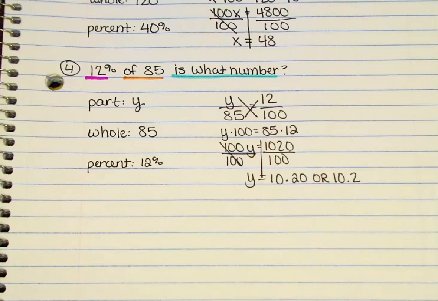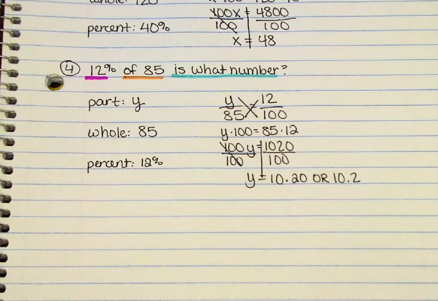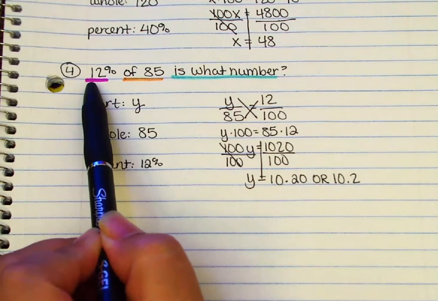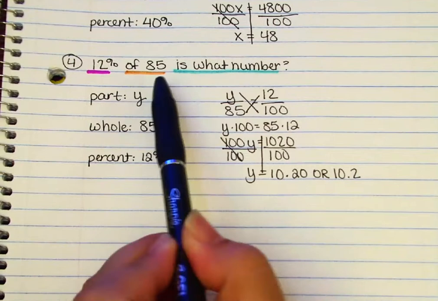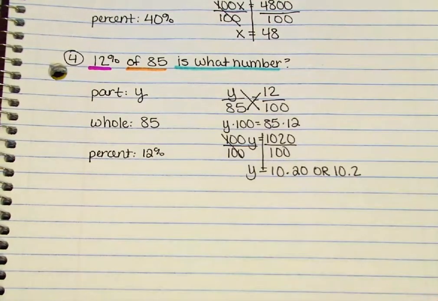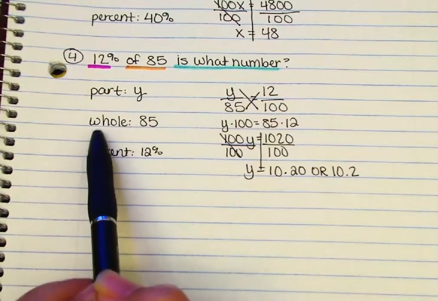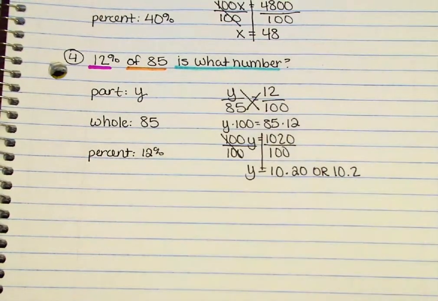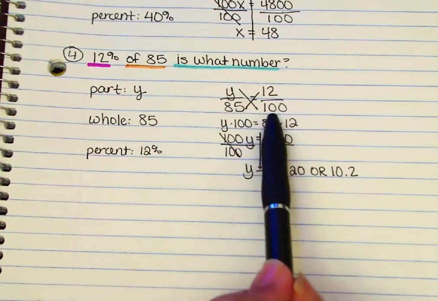Okay, how'd you guys do with this? So, again, I am highlighting, underlining this problem to help me out. Easiest one, which number has the percent with it? The 12. Cool. Of 85, which means that's my whole, is what number? I don't know. This is why I'm asking you. So the part, in this case, I gave it the variable y. The whole I gave 85, and the percent was 12. Set it up as your part over whole equals percent over 100.